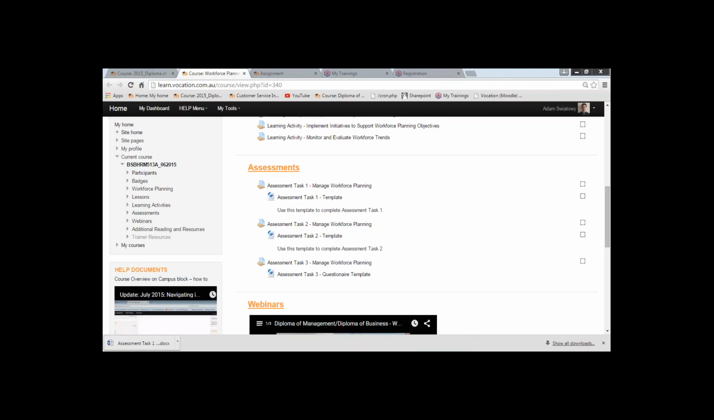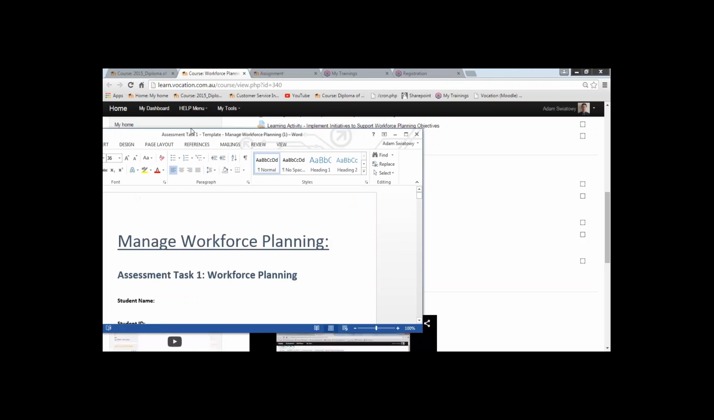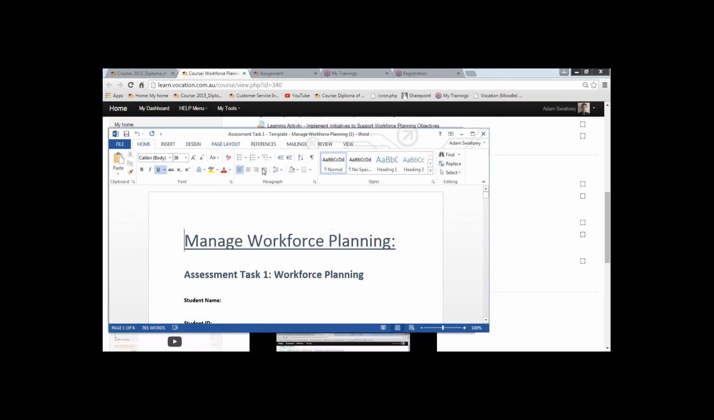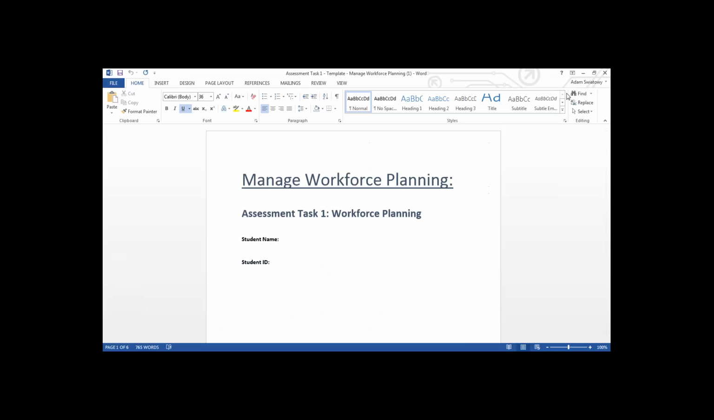Now I'm just going to move this over so that everybody can see this as we talk. So here we go. You should be able to see that now. Let's make that full screen, shall we? Okay, so we're now looking at the template for assessment task 1, workforce planning.